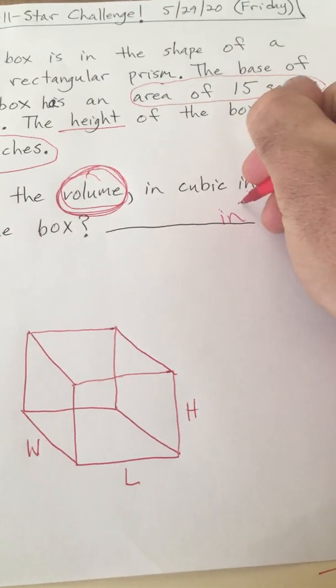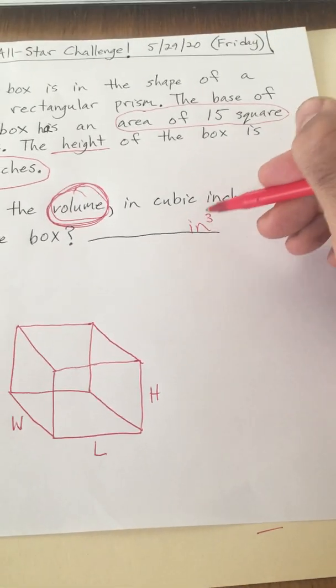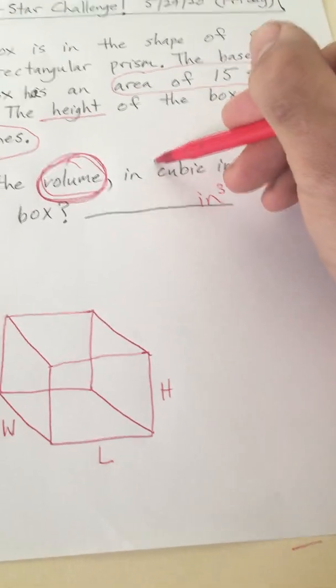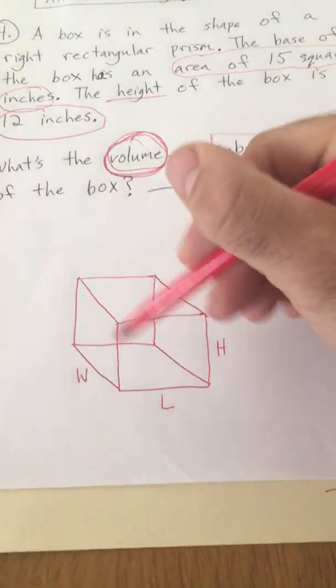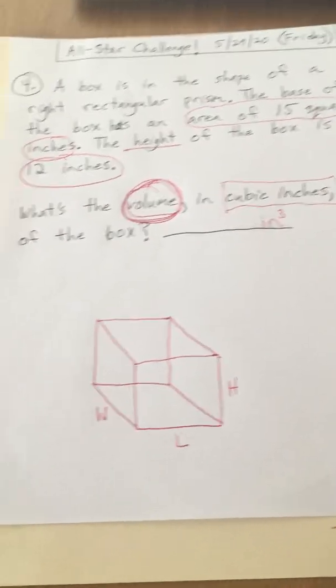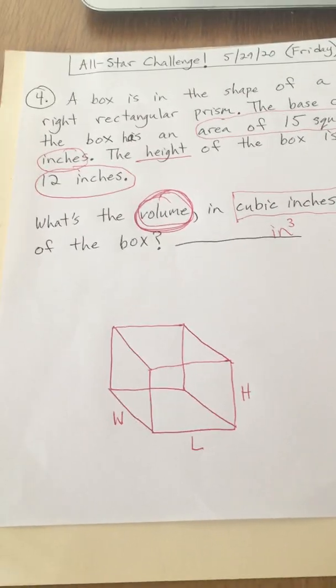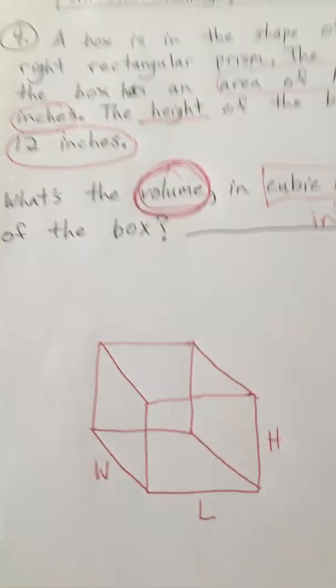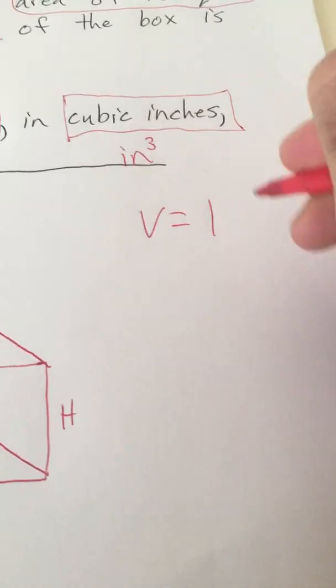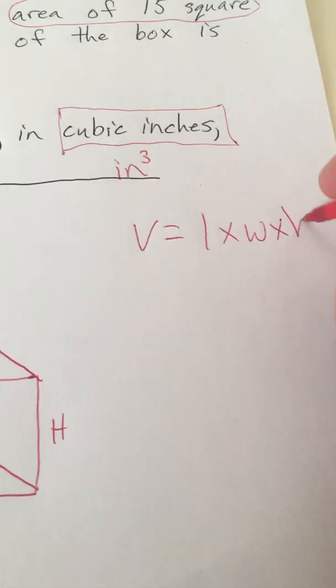So I'm going to start by putting inches cubed, right? Inches times inches times inches. Volume is in cubic inches because there are 3 dimensions in a 3-dimensional shape like this. What's the volume in cubic inches of the box? So since we need our answer in cubic inches, I'm going to put that there to start. But we're finding volume, which is length times width times height.